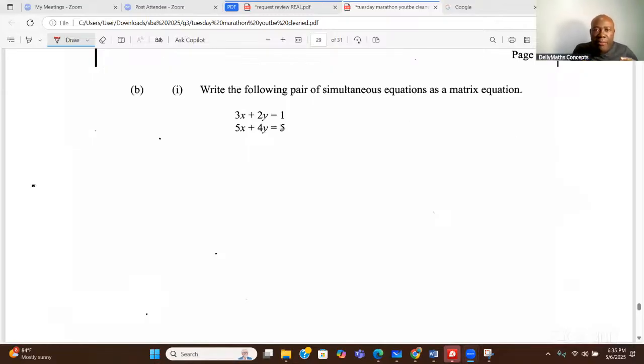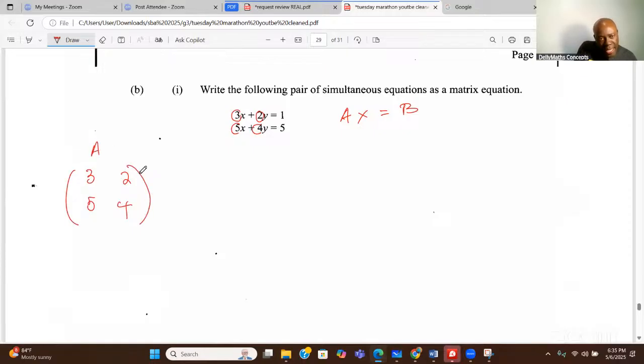All right. So it says, write the following pair of simultaneous equations in the matrix equation. Remember, the idea of the matrix equation is like you have AX equal B, where A, X, and B are matrices. And so watch this now. The A matrix will be the coefficients of the X and the Y's, and they're going to take that same shape. So basically, you're going to have 3, 2, 5, 4. That's our matrix A. And then you're going to have your variables next, X, Y, and then the other two things, 5, 1. Boom. This is it. You're done.